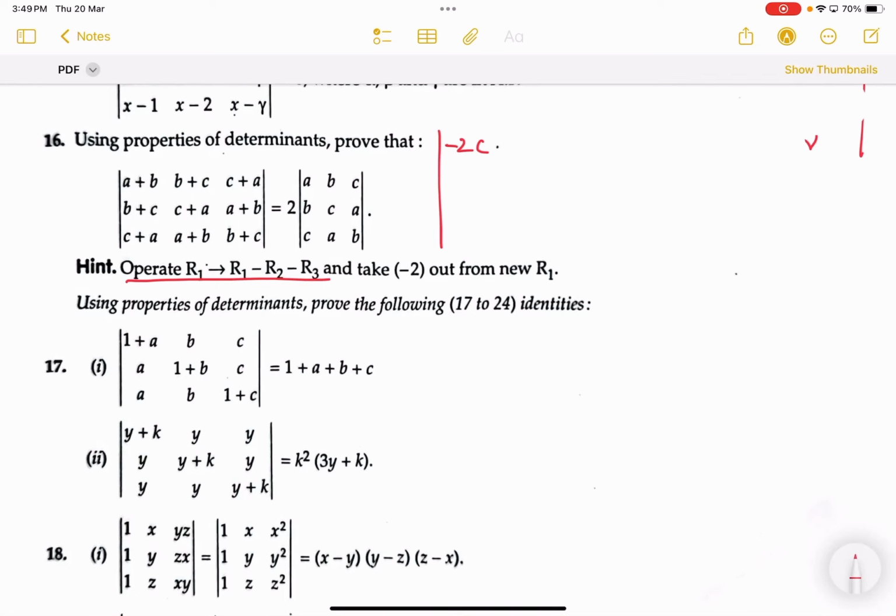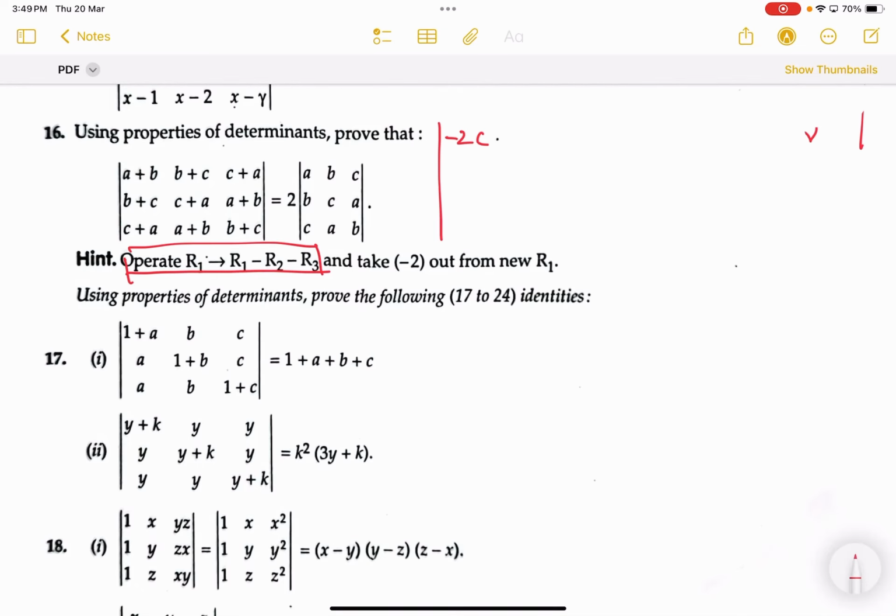So by R1, as per this given rule, you will get minus 2c. And what is the next one? B gets cancelled, C gets cancelled, and minus 2a will be there. Then next one, C will get cancelled, B will get cancelled, A will get cancelled, minus 2b will be there. Then write here.